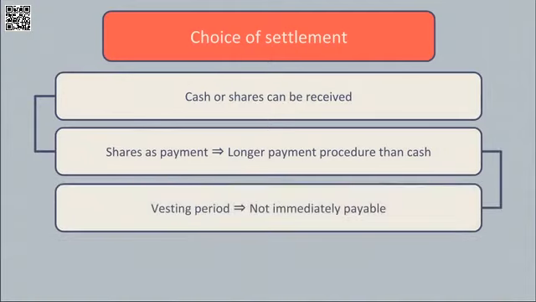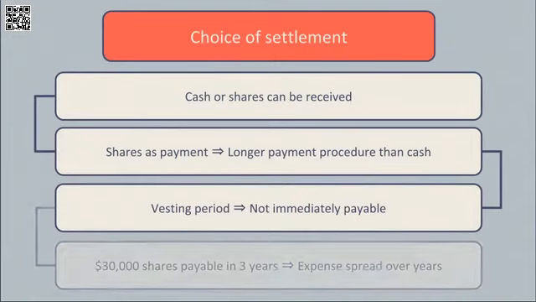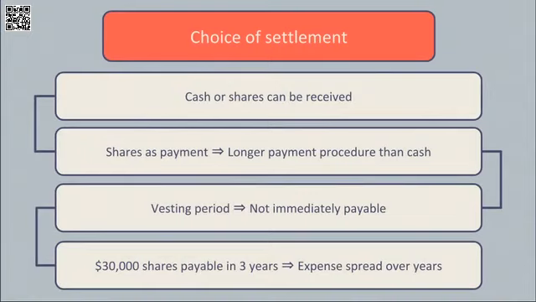Sometimes these share agreements, particularly if they are payments in lieu of salary, have a vesting period. This means that they are not payable immediately, but in, say, a few years' time. So, for example, Manager X receives $30,000 of shares which are payable in 3 years. How are they recorded? The expense is spread over the 3 years.